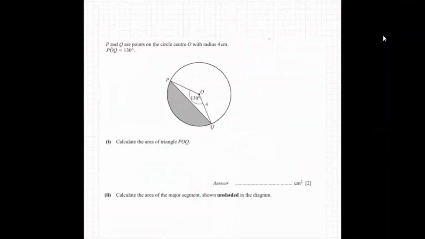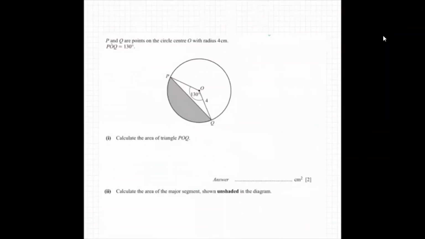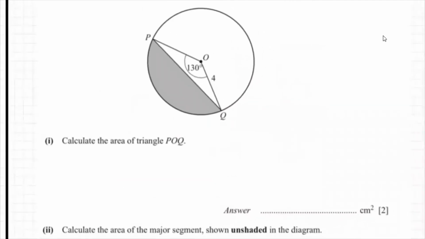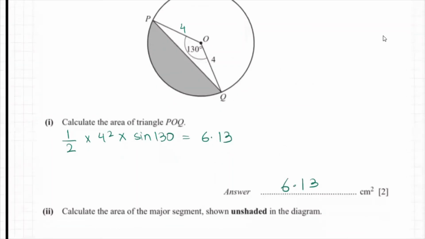The next question is they're asking for the area of triangle POQ, which is over here. So area of a non-right angle triangle is given as, we used it earlier, let's write it down, half ab. So this is 4, this is also 4 times 4 square times sine 160 degrees, and your answer is 6.13. I'm rounding off my answers to 3 significant figures.